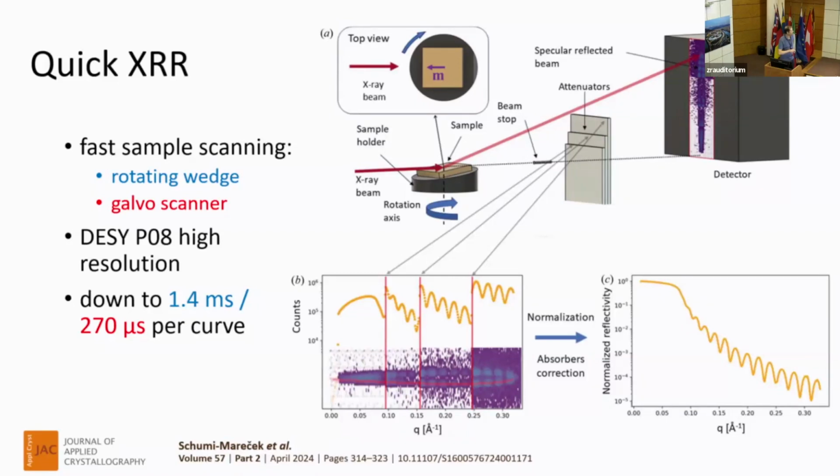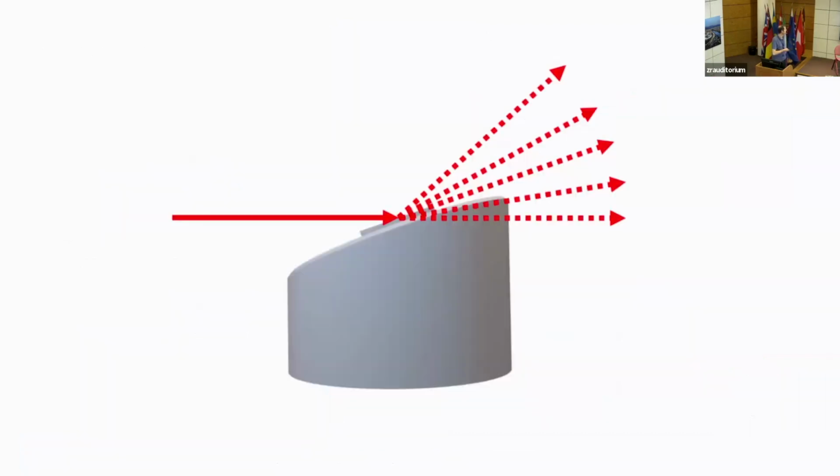And if you rotate with these absorber steps, you get a curve like this. And if you put it together, you get out your nice X-ray reflectivity curve. And I'll show you, 1.4 milliseconds is the limit for this rotating sample, and 270 microseconds for a full resolution X-ray curve is what you can do with the other Galvo scanner. Just to illustrate the rotation of something like this, it's 0-degree incidence, and in the beginning it's a larger angle of incidence, and we just let it rotate all the way around, and then the incident angle periodically changes.